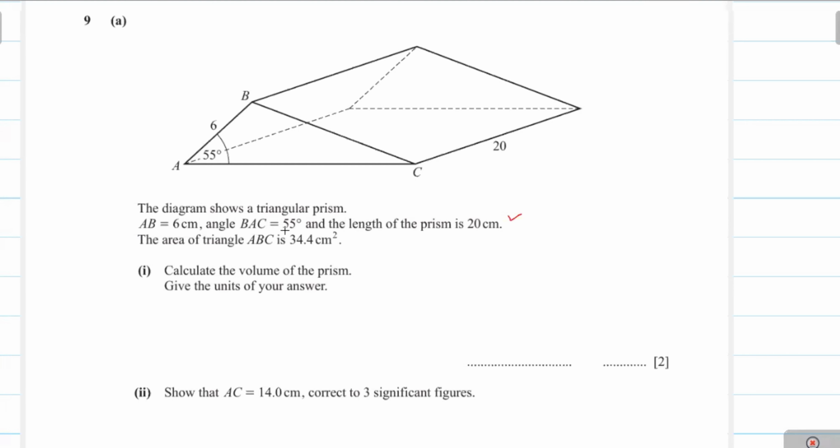Question 9, the diagram shows a triangular prism. AB is 6 centimeters, angle BAC is 55 degrees, the length of the prism is 20 centimeters, the area of triangle ABC is 34.4 centimeters squared. Calculate the volume of the prism. Give the units of your answer.